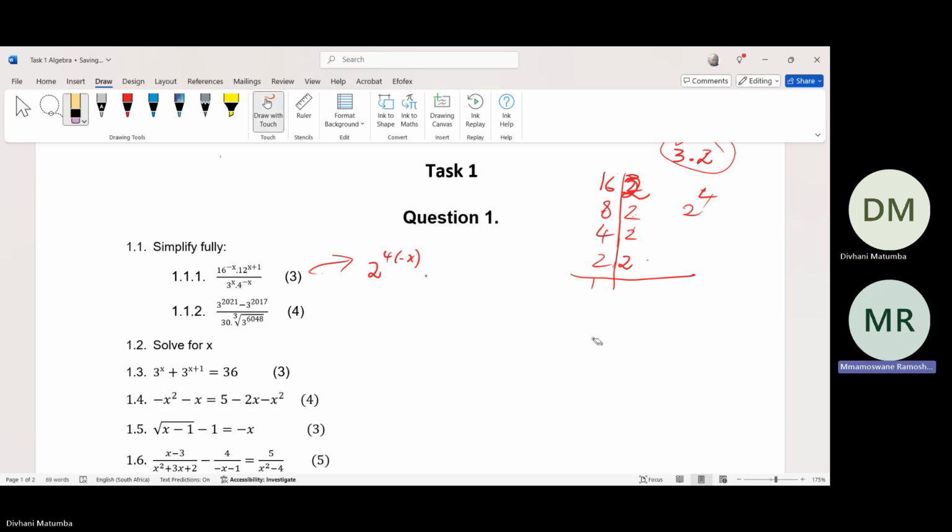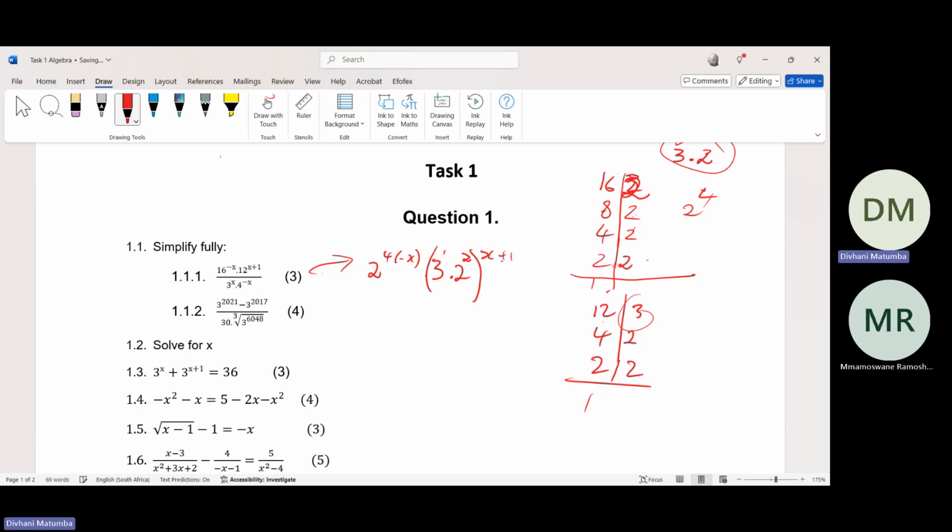12 is going to be 2 to the power of 2 times 3, if I'm not mistaken. Yes. So if we apply the same principle, I will have this. So we're going to have 3 to the power of 1. You agree? Yes. Okay. Because we have 2 2's, right? Yes. But they are all in brackets to the power of x plus 1. I think you agree with that.